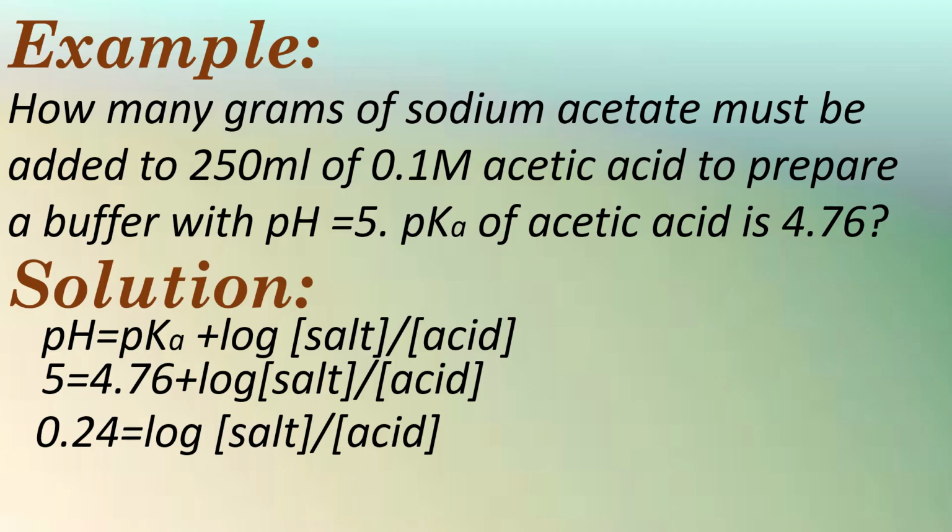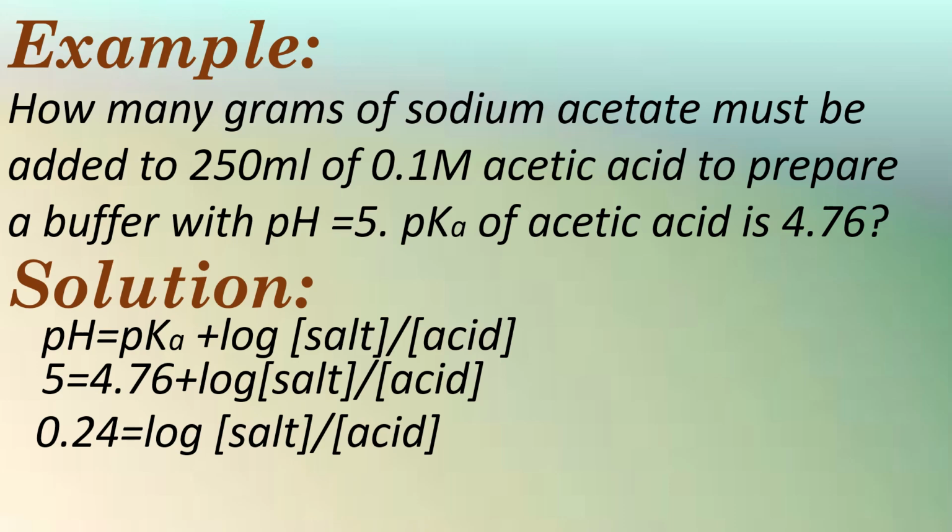So for the solution, there are two formulas of Henderson-Hasselbalch equation. One is pH is equal to pKa plus log salt over acid concentration. Other is pOH is equal to pKb plus log salt over base concentration. Since here pKa and pH is given, we will apply first formula. pH is equal to pKa plus log salt concentration over acid concentration. We will put the values. pH 5 is equal to pKa value 4.76 plus log salt over acid concentration.